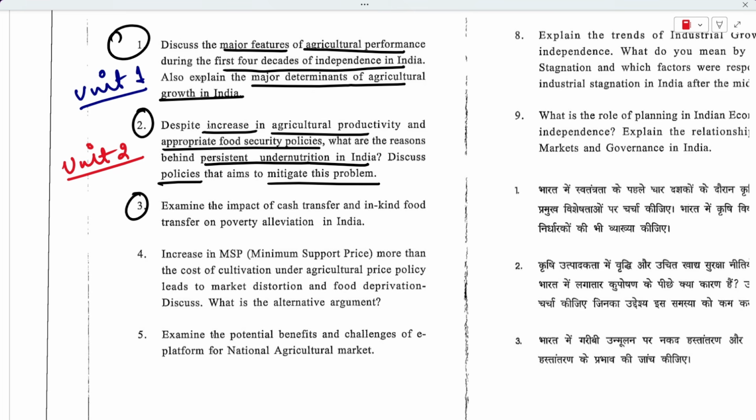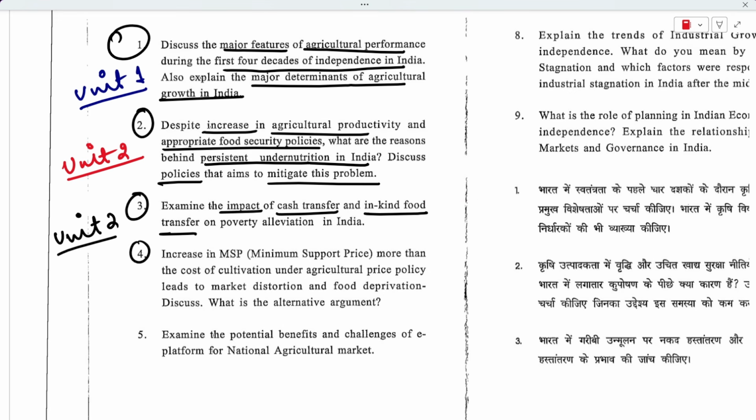Then look at question number 3. Question number 3 is: examine the impact of cash transfer and in kind food transfer on poverty alleviation in India. So this question is also from unit 2, because it's talking about subsidies versus cash transfer, and also about the PDS system, right, and welfare policies, right?